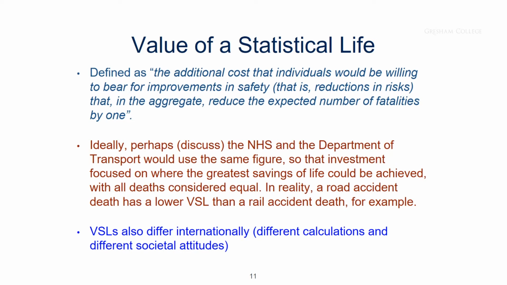actually put a value on the implied value of a life. And it's called in the trade the value of a statistical life, and you can do this back calculation. And it's defined, as you can see, as the additional cost that individuals would be willing to bear for improvements in safety that in the aggregate reduce the expected number of fatalities by 1.